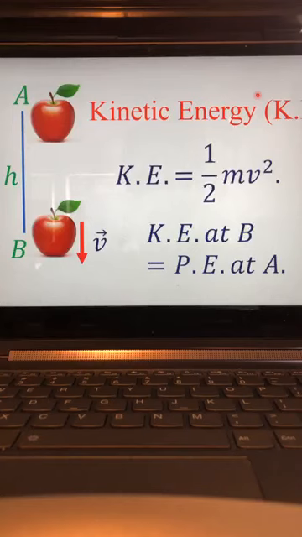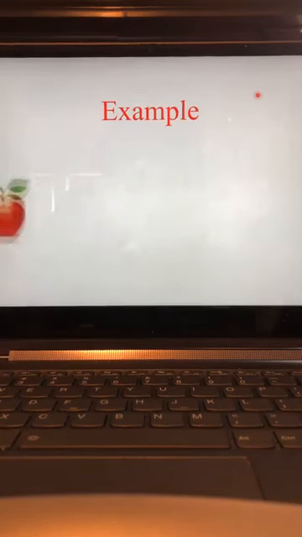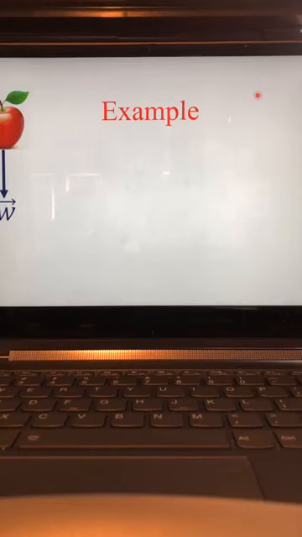What I am assuming here is that point B is my reference level. So the potential energy at point B is 0, right? And when the apple was at point A, its potential energy was mgh, and the kinetic energy was 0 because it was at rest at point A. But the apple doesn't come to rest at point B. It falls with a certain velocity to hit the table, right? So let's do one example. That is the apple there.